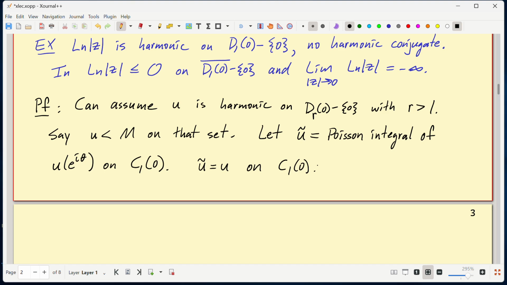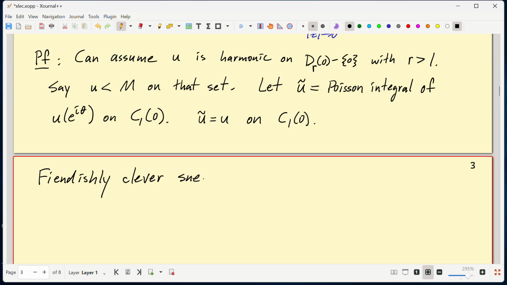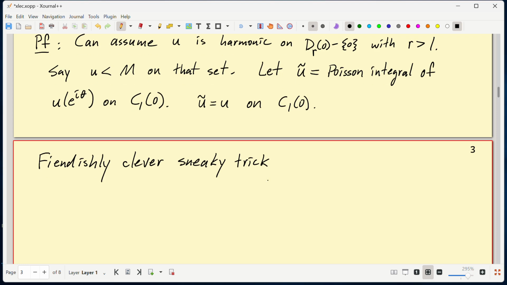Okay, here's a sneaky trick. I want to use the maximum principle. So this is a fiendishly clever, sneaky trick. The best kind. I guess some people are offended by these sneaky tricks. It probably took a long time to think of this.